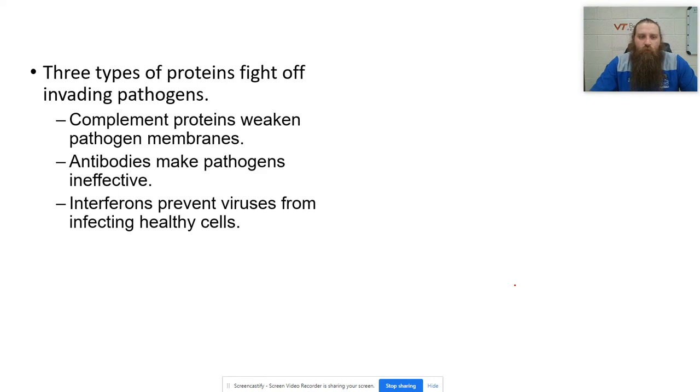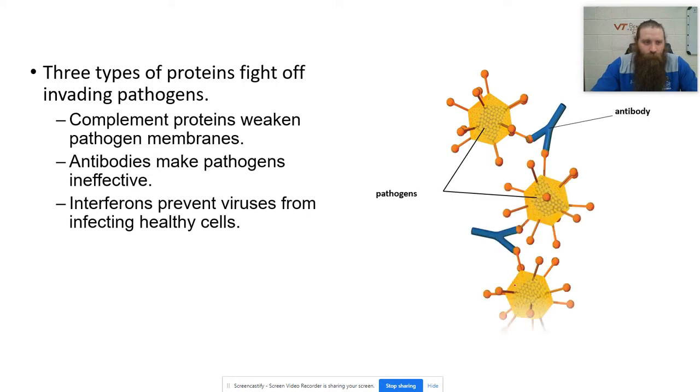So, a couple of the proteins we might see that fight off pathogens: there are complement proteins, there are antibodies, and there's interferons. A complement protein weakens the pathogen's cell membranes, it kind of softens it up. The antibodies bind to the pathogen and prevent them from being able to enter our cells, and therefore render them ineffective. Interferons are very similar to antibodies, but an interferon prevents a virus from entering a healthy cell.